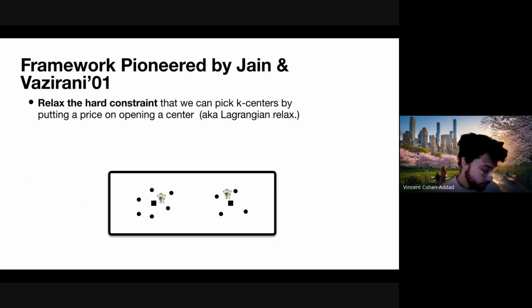But a very nice approach that was pioneered by Jain and Vazirani in the early 2000s was to relax the hard constraint that we can pick at most k centers, but simply penalize if you pick too many centers. So what they looked at is what's called the Lagrangian relaxation of the problem, where you will not have a hard constraint on the number of centers, but you will just put a price on each center, so that if you want to use it in your solution, then you have to pay for it.